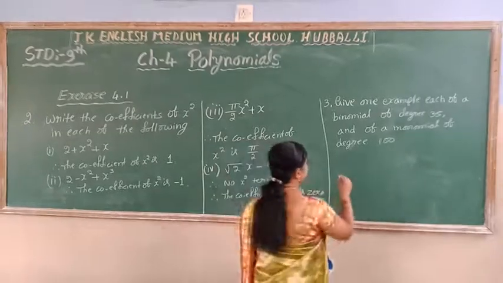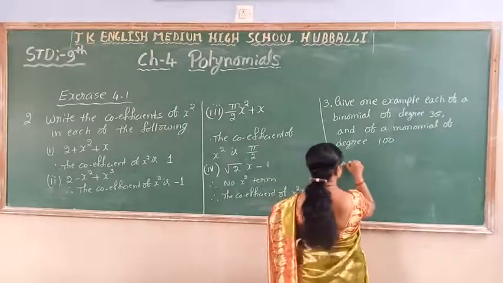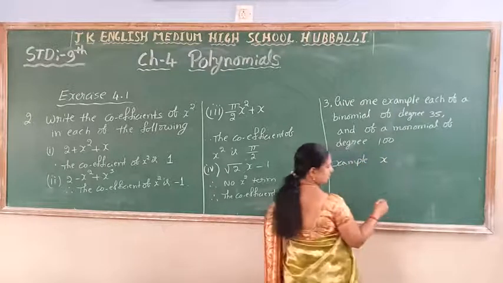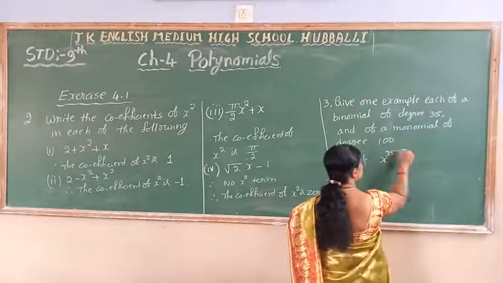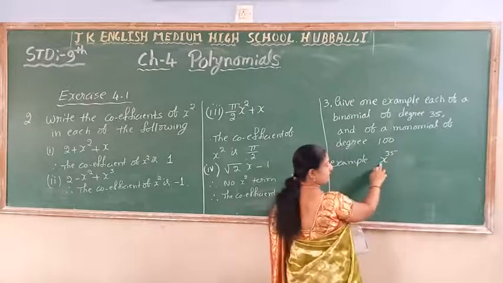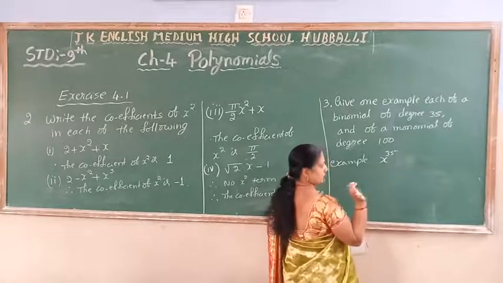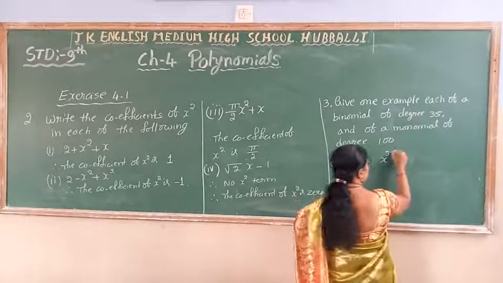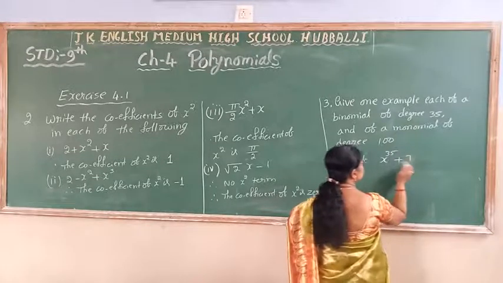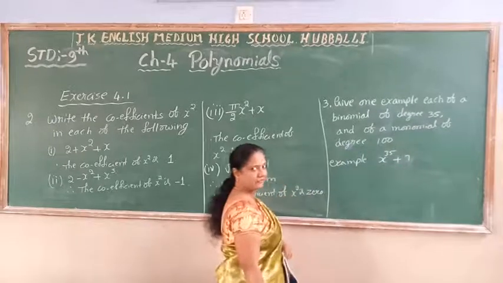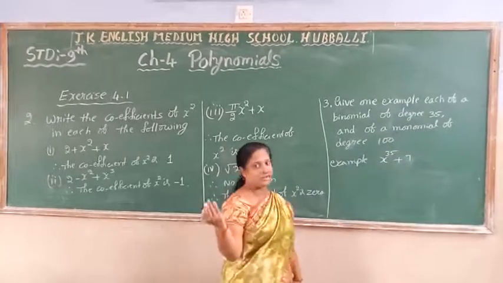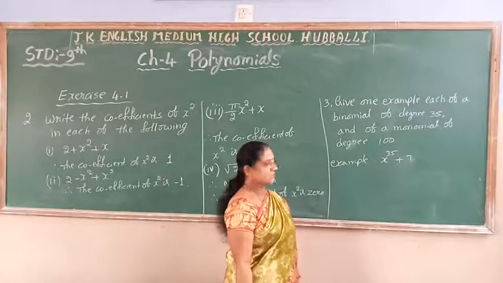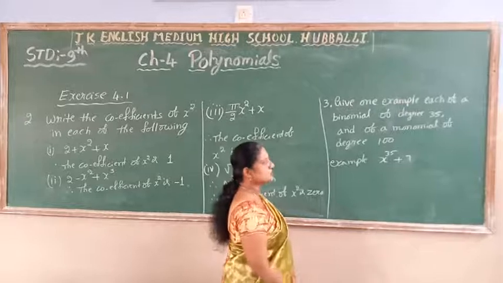So it should contain two terms. The degree should be 35 means I will take one variable, and any variable you can use, and the degree should be 35. Power should be 35 and any constant to write. This is the binomial of degree 35. So in place of 7 you can write any number, and in place of the variable you can write any variable. So this is the example for a binomial.